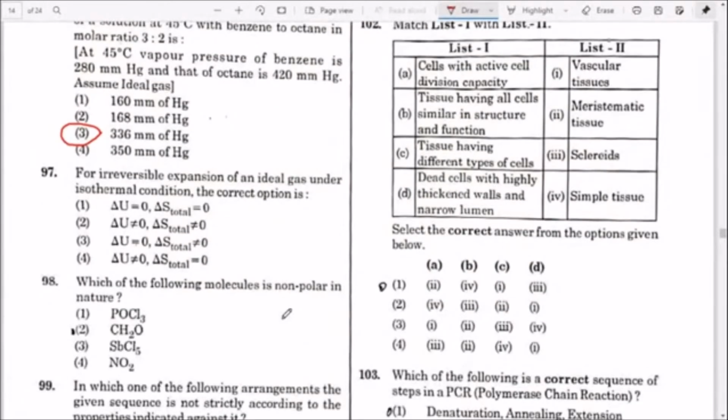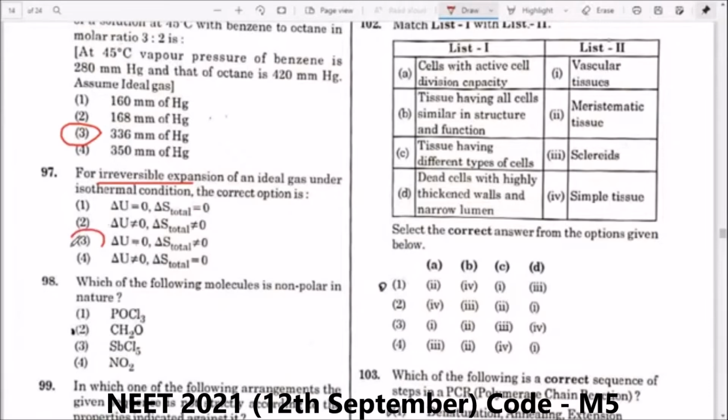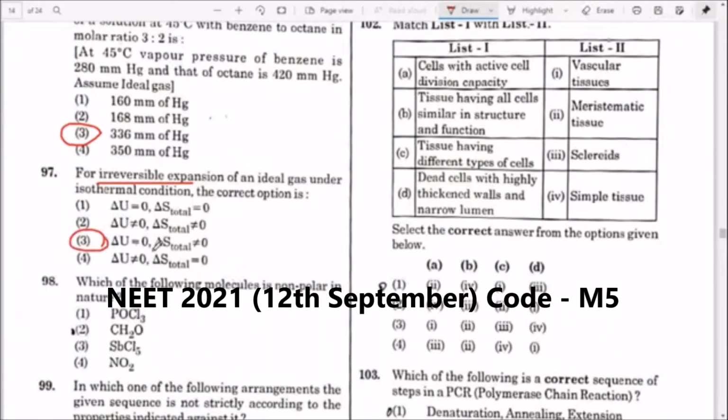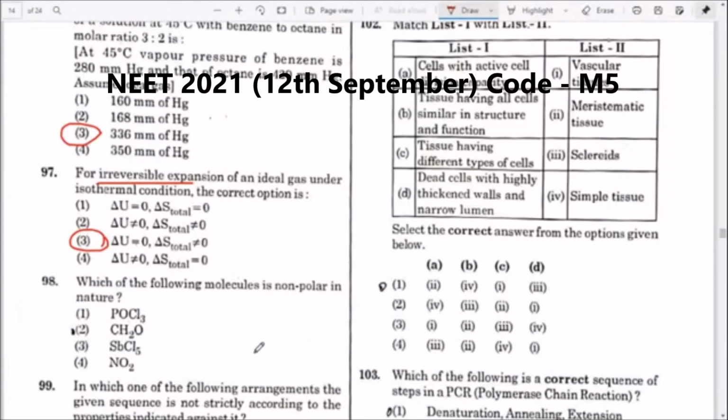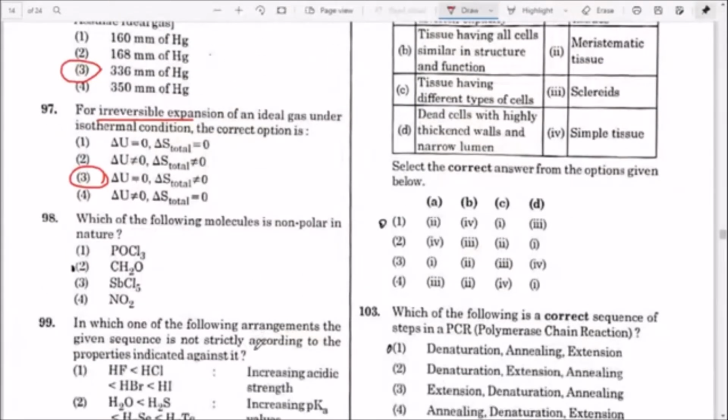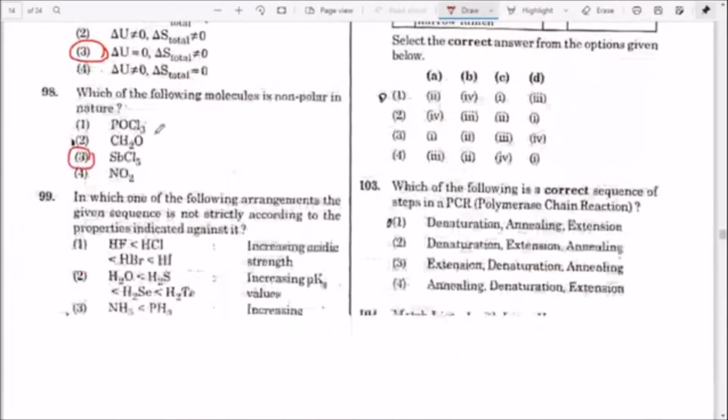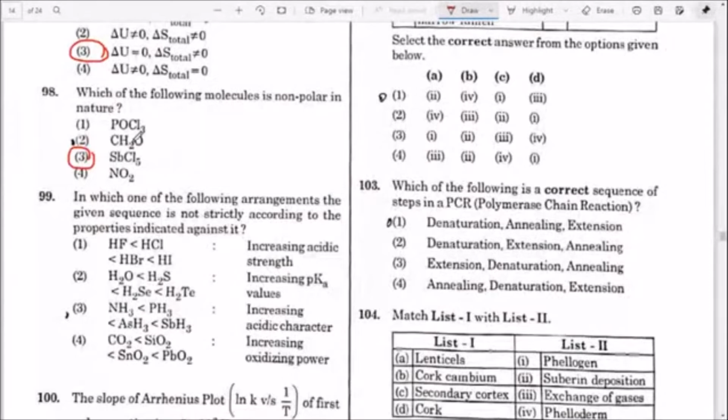Next, question number 97. For irreversible expansion of an ideal gas under isothermal condition, the correct option is, so what it should be? Delta U must be 0, and entropy change is not equal to 0. Which of the following molecule is non-polar in nature? Antimony pentachloride is non-polar. So remaining all are polar. This is polar, POCl3, NO5.